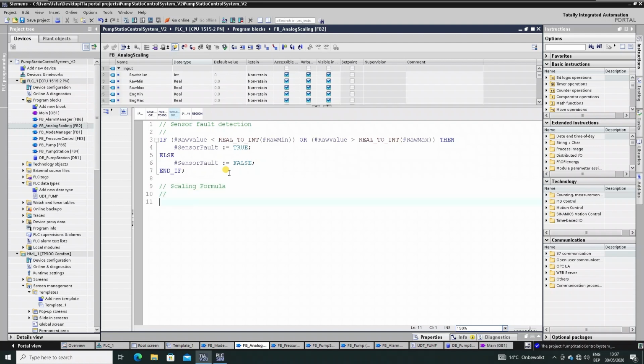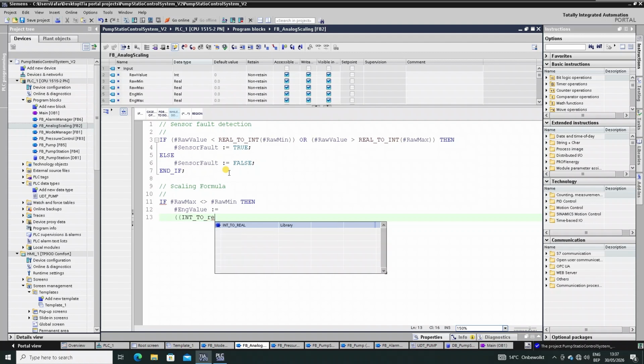The next part is the actual scaling formula. If raw max is not equal to raw min, then eng value equals real raw value minus raw min, multiplied by eng max minus eng min, divided by raw max minus raw min, plus eng min, else eng value equals 0.0, sensor fault equals true. End if.